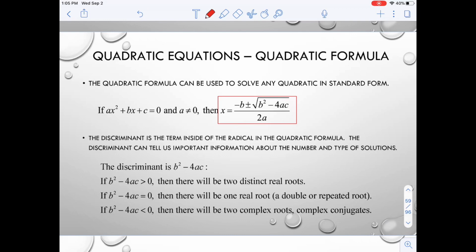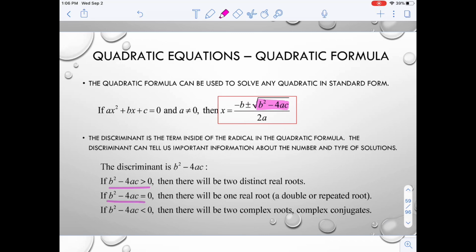Now there's another part of the quadratic formula that is important. It tells us some information, and it is this value here inside of my radical. Right? This value is called the discriminant. The discriminant tells us how many and what type of solutions we're going to have for a particular quadratic equation. So if the discriminant is positive, we're going to have 2 real roots.